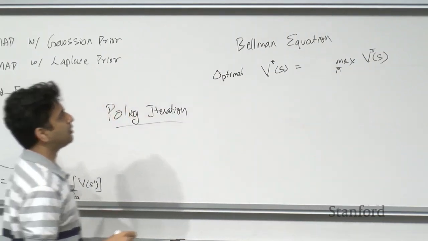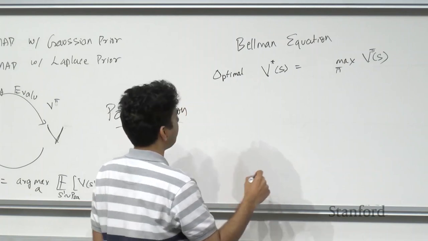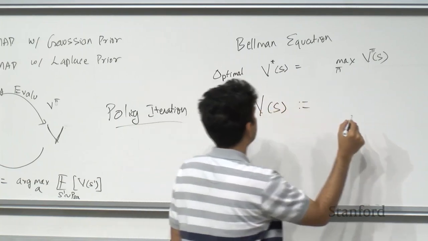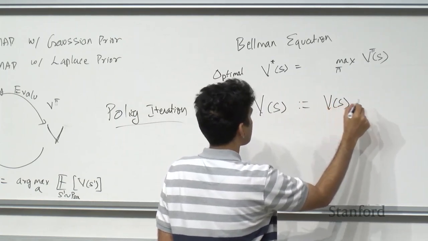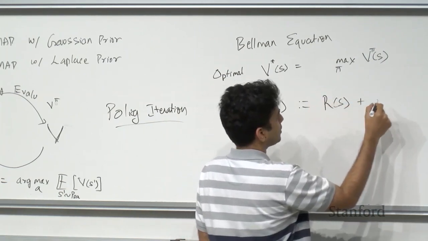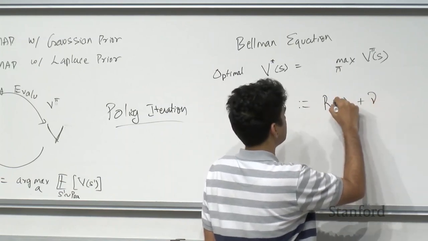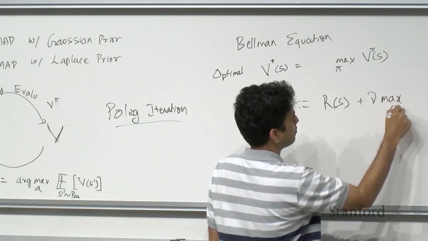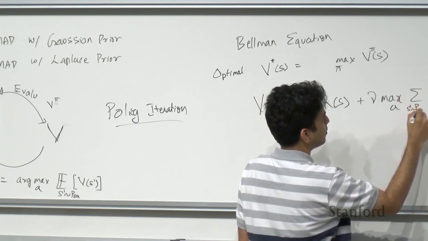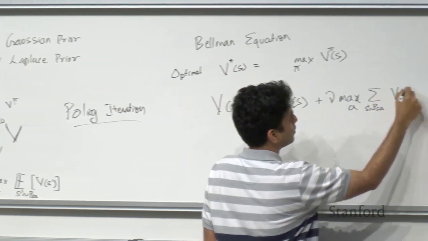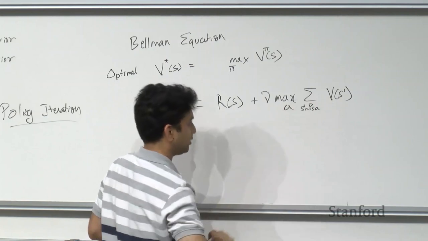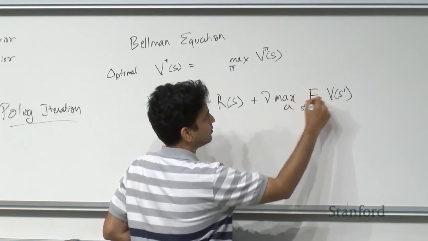So the idea with value iteration is that you perform this update rule where V of s, you set it equal to R of s plus gamma times max over A of the expectation of V of S prime under P_SA. Didn't you mean expectation and not sum? Thank you. Right.